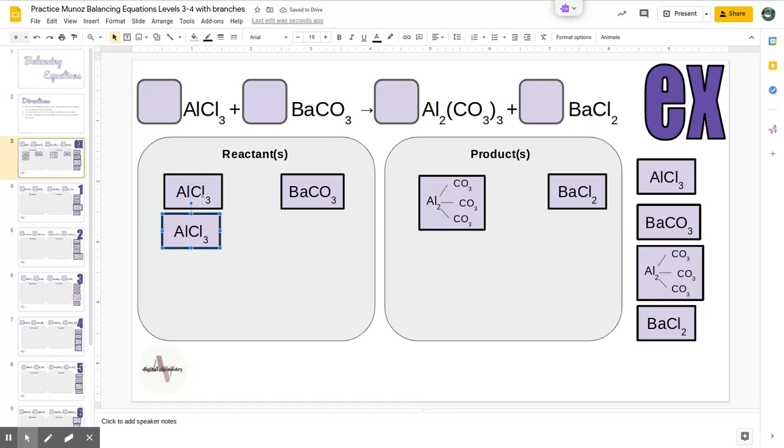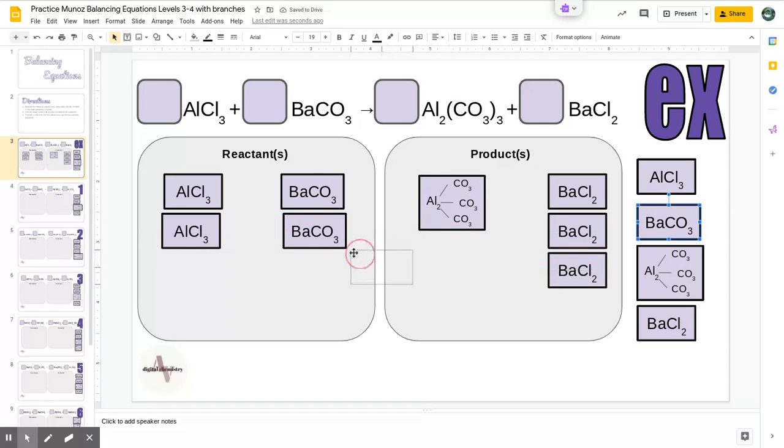Now I've got 6 chlorines because these subscripts matter. So I've got 6 chlorine. On the product side, I only have 2. So I'm going to drag 2 more of these up here. And now I have 6 chlorine on the product side. So that is even. Then I'm going to look at barium. There are 3 barium atoms on the product side. I only have 1 on the reactant side. So I'm going to need 2 more of these BaCO3 boxes.